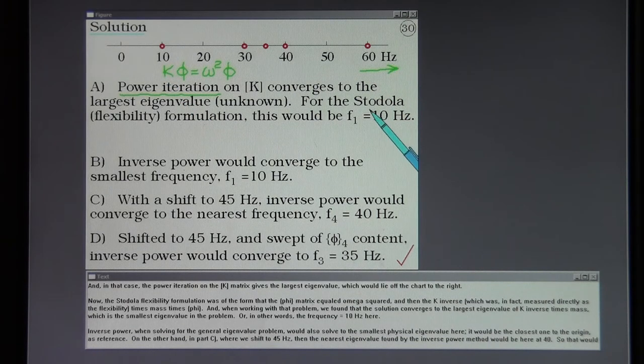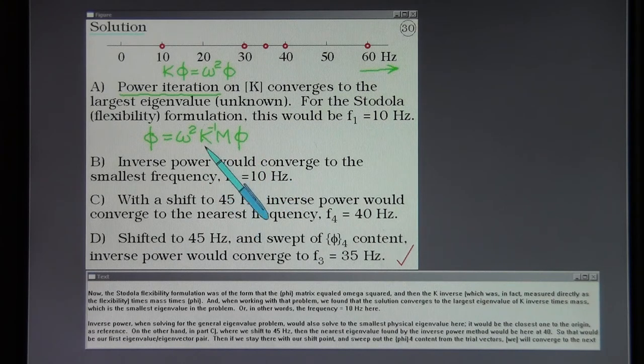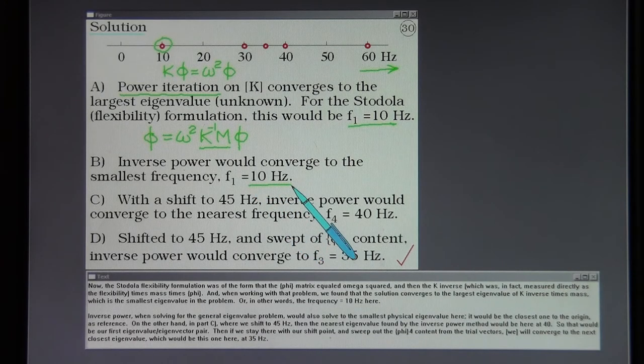Now, the Stodola flexibility formulation was of the form that the phi matrix equaled omega squared, and then the K inverse, which was in fact measured directly as a flexibility, times mass times phi. And when working with that problem, we found that the solution converges to the largest eigenvalue of K inverse times mass, which is the smallest eigenvalue in the problem, or in other words, the frequency equals 10 hertz here. Inverse power, when solved for the general eigenvalue problem, would also solve to the smallest physical eigenvalue here. It would be the closest one to the origin as reference.